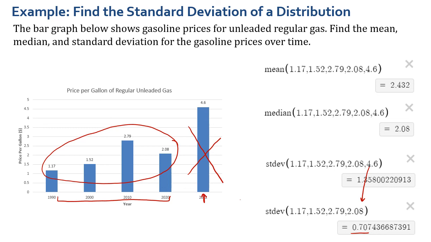So again, because 4.6 is such a huge outlier, it's really pulling that mean to the right, and it's pulling that standard deviation further away from that mean than the other prices are, which is what's creating that standard deviation to be higher.